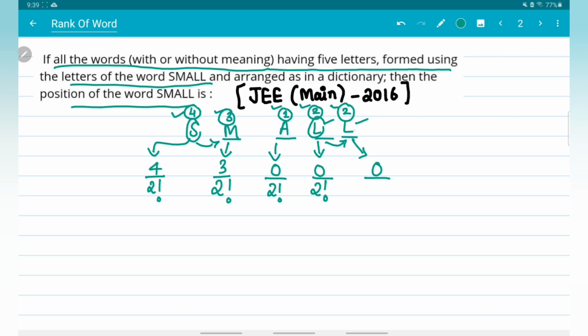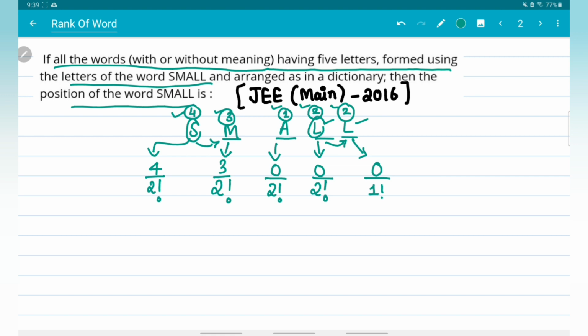Now if you check for the repetition, this is the last letter. So there's no number on the right hand side which is getting repeated. Okay, we have to check on the right hand side, not on the left hand side. So nothing is getting repeated. So we will write simply 1 factorial. Okay, so I hope you understood this step.